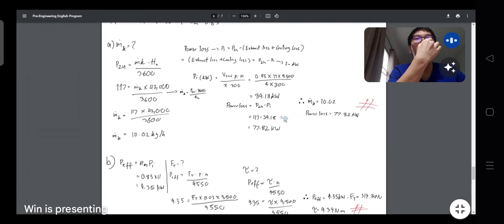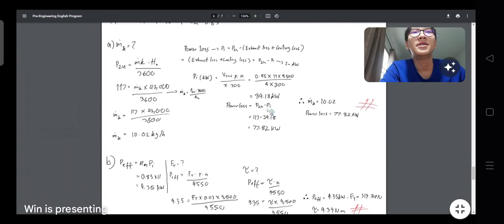So now for the actual power loss, PZU minus PI, 117 minus 39.818, and the answer will be 77.82 kilowatts.